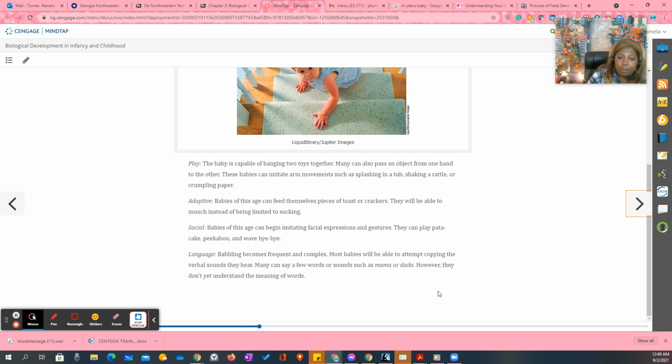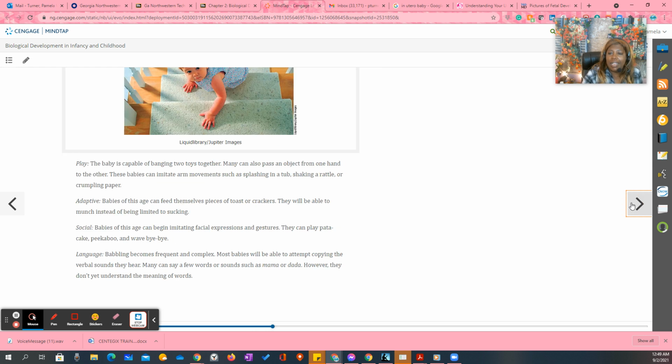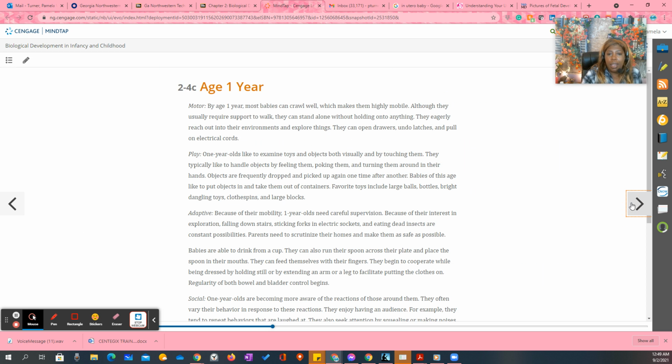And again, they should be babbling. Maybe those few words. Dada always happens first. The consonants are easy to say, but dada and mama should happen at those ages, by 1 year. Okay. So we're really not concerned if they don't walk totally until they're about 18 months.